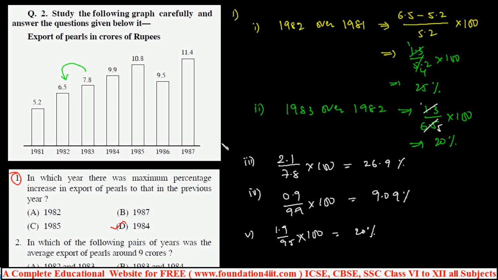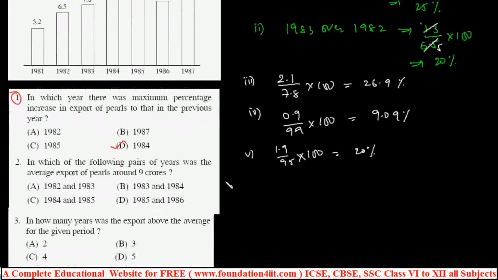So whenever it is increasing, this is the one. Your difference value divided by previous into 100. Okay, only percentage calculations I applied here, right?